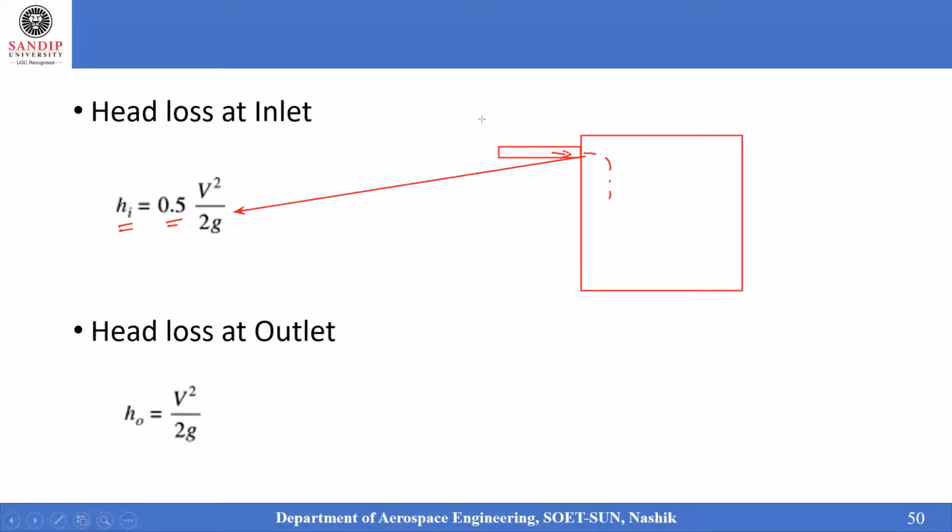Here, if you see, in every expression I am addressing the kinetic energy, or the kinetic head, in the expressions. So that is 0.5 V square by 2g.